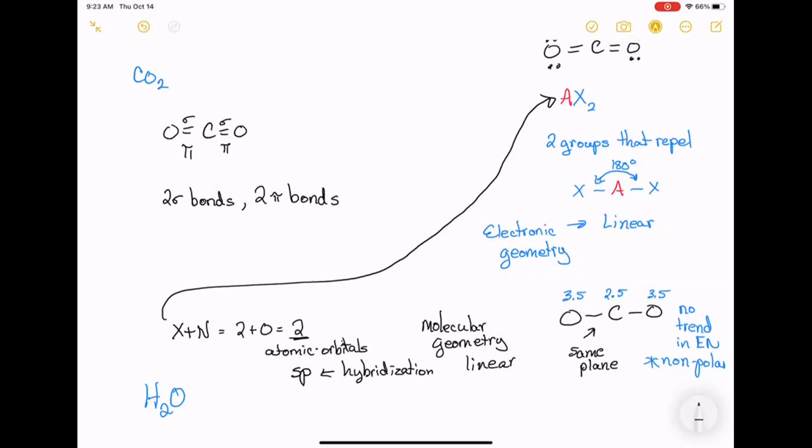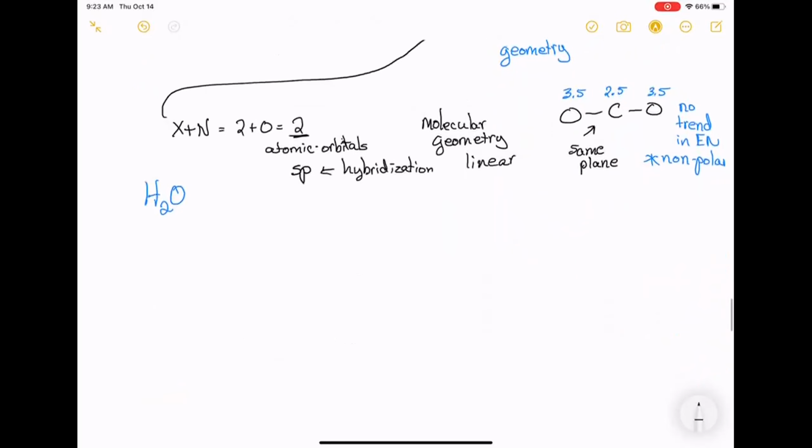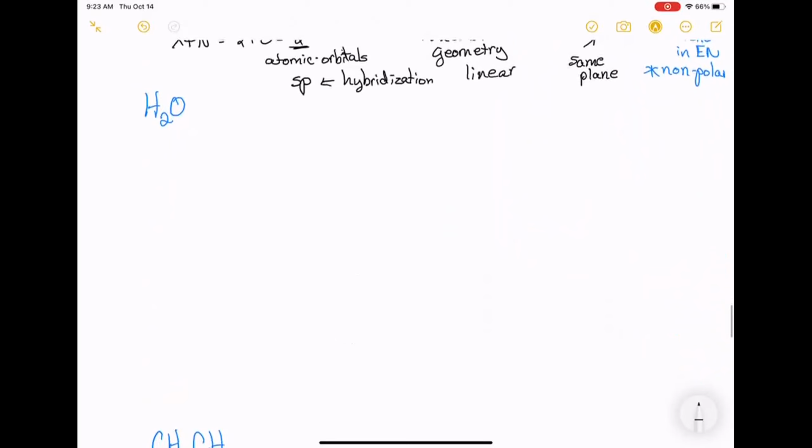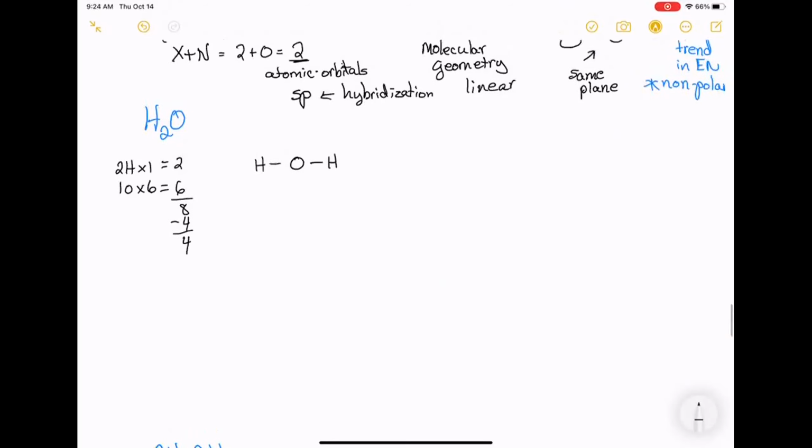Let's look at the next example. So, water. We have 2 hydrogens. They each have 1 valence electron, 1 oxygen at 6. 2 and 6 makes 8. We start by drawing our shell, which is the oxygen surrounded by the hydrogens. We draw a single bond between each of the outer atoms and subtract 2 for each bond we drew. That gives us 4 valence electrons left to distribute after we've distributed them on our bonds.